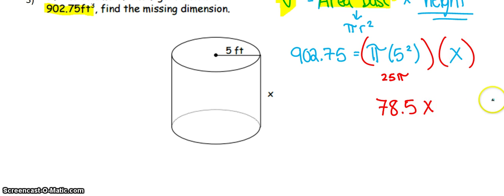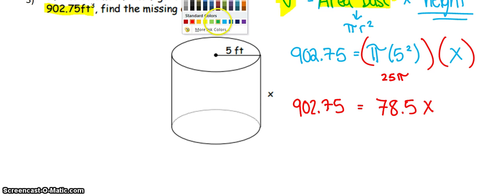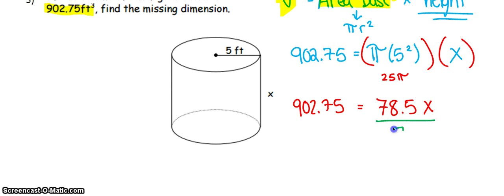So I can just write it like this without any parentheses. 78.5x means 78.5 times x, which is equal to 902.75. Okay, now to get x alone, you have to undo what's bothering the x. So right now this is 78.5 times x. In order to undo that 78.5, we have to divide. Division undoes multiplication.